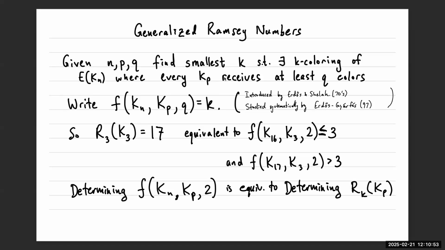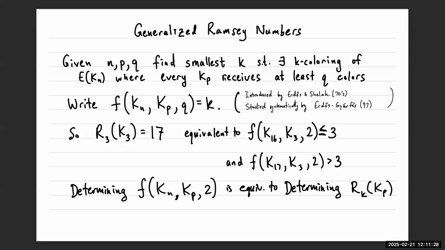So, okay, now going back to the original Ramsey problem, R_3 of K_3 is 17. That's equivalent to these following two bounds on the F function, this generalized Ramsey number. So, F of K_16, K_3, 2 is at most 3, and F of K_17, K_3, 2 is bigger than 2, right? So you see how the K down here, the number of colors, shows up as the output of the function, because we inverted the roles of n and k.